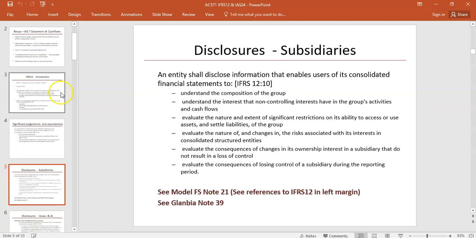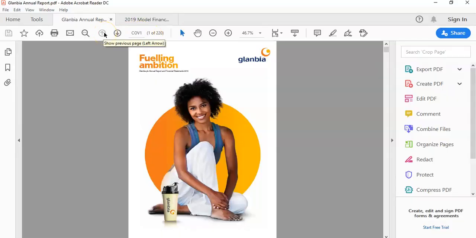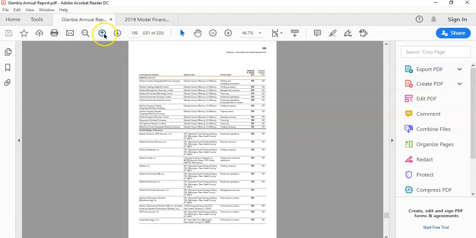So in terms of, for example, subsidiaries, there's a list of things you have to give. The composition of the group, the NCIs that are involved, so what percentage holding you have of each subsidiary, any significant restrictions in terms of shareholder agreements, the risks involved, and any changes in ownership during the year. So there's quite a lot of detail, and what you'll usually see is one of the last notes in consolidated financial statements, they give the list of subsidiaries. So if you look at Glanbia, for example, note 39, which I'll bring up just briefly, towards the end of the annual report usually.